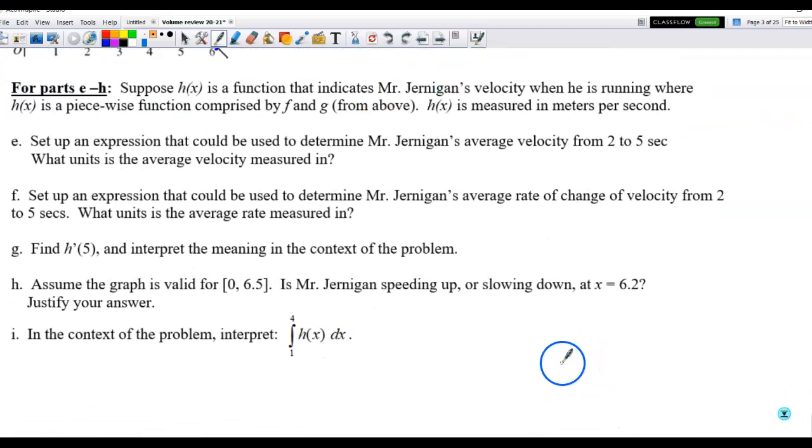Letter I, we have another contextual problem. In the context of the problem, interpret h of x. Remember, h of x was velocity. So we are accumulating the area under the velocity curve, and if we integrate velocity, we're going to get back to position. The big question is whether this represents displacement, or the total distance Mr. Jernigan traveled. We need to make that decision, so we need to know the sign of velocity.